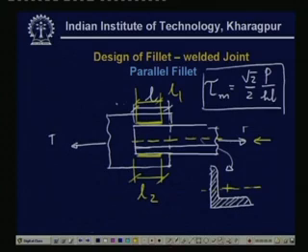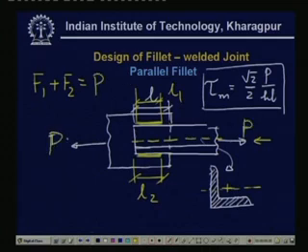if they are considered to be F1 and F2, then F1 plus F2 must be equal to P, which was applied there. So, this was P and this was P, and here we have the forces taken by these welds, F1 and F2. Welds are applied here and there. Now, if you consider this distance, let us say this is E1, eccentricity 1, and E2.